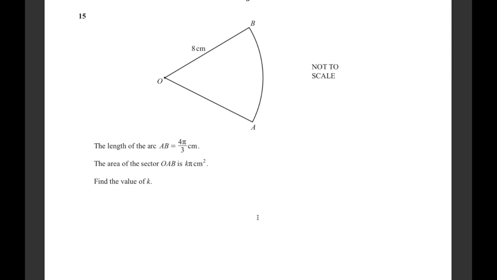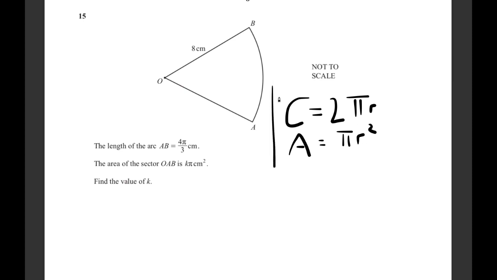Right, so we're going to need two formulae for this. This might be on your formula sheet, but you should know these anyway. The circumference of a circle, or a whole circle, is equal to 2 pi r. That's the circumference all the way around a circle, and the area is equal to pi r squared. Two basic formulae you simply need to know in order to do this question correctly.